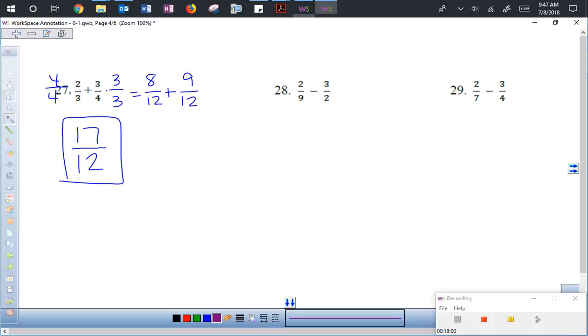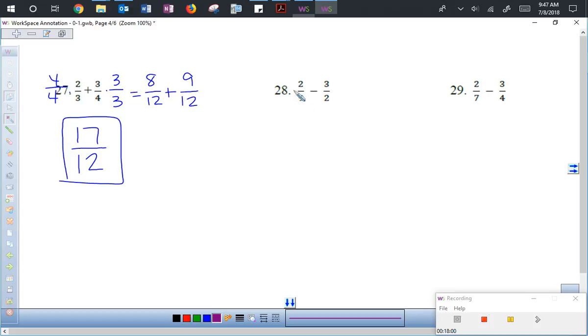Now on number 28, I have 2/9 minus 3/2. Now 2 cannot go into 9 evenly, so we're going to have to, again, find the least common multiple. Now on number 27, we listed out the multiples of each number and went from there, but there's actually an easier method. If you take these two numbers and multiply them together, that usually gives you the least common multiple. If not the least common multiple, sometimes it gives you a multiple. So just be careful because sometimes you might need to simplify at the end. So 2 times 9 is 18. That means I want to turn 2 over 9 into something over 18.